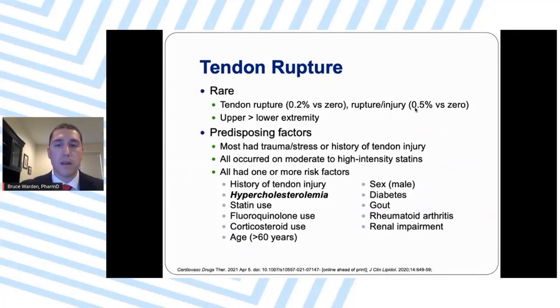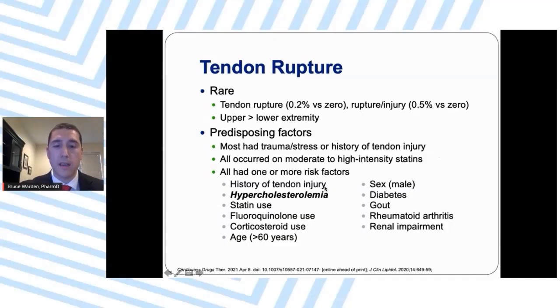And this seems to be affecting more of the upper extremities, so the bicep tendon, the rotator cuff, more so than the lower extremities. Now, personally, I don't think this is much of a drug-induced effect. I think this has more to do with concomitant medical conditions that are predisposing them. And if we looked at those that had tendon issues, nearly all had some sort of trauma or stress at baseline, or had a history of tendon injury. All were on moderate to high intensity statins, and all had one or more risk factors.